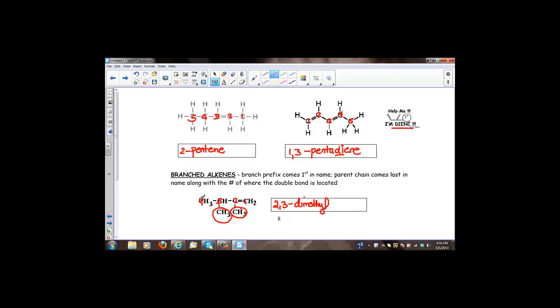I have 4 carbons, so that's going to be bute. But I have to say where this double bond is. So this is going to be 1-butene, with the double bond giving it the ene. So 2,3-dimethyl-1-butene.